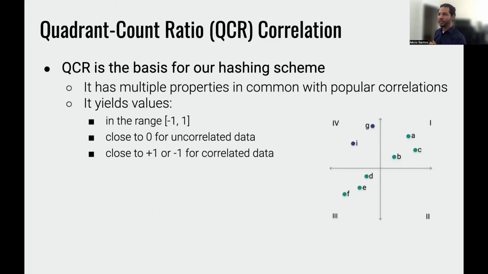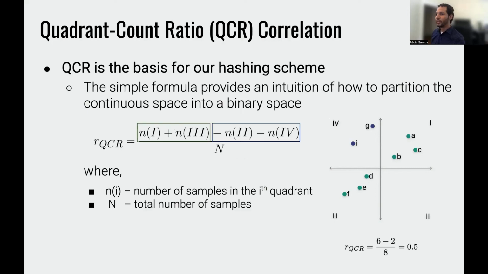So it's similar to Pearson's, but it's also in the range -1 and 1. It's close to 0 for uncorrelated data, and +1, -1 for strongly correlated data. However, it has a very simple formula. For example, it simply counts the number of points in each quadrant. So in this example on the right, we are counting the number of points in the first quadrant and in the third quadrant. And we subtract the points in the second and fourth quadrants. In this case, we have 6 - 2 divided by 8 is equal to 0.5, right?